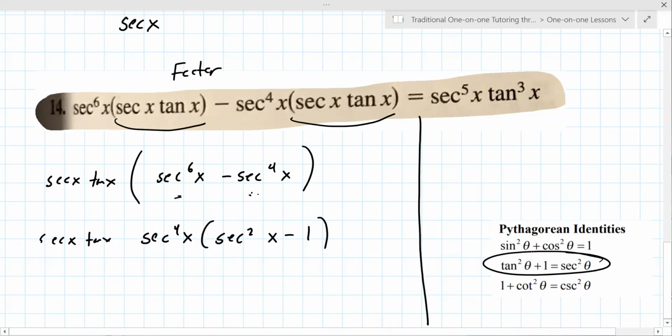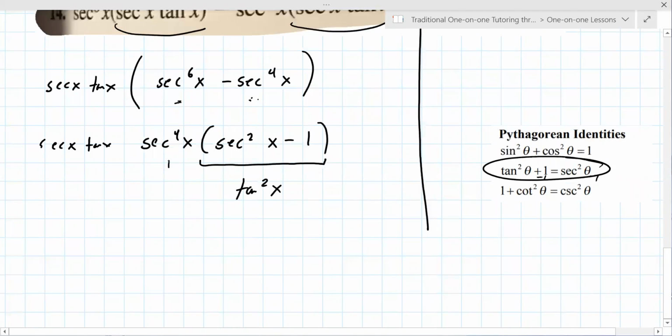Secant squared is tangent squared plus 1. But we have secant squared x minus 1. So you either have to visually say, oh, that one moves over, or you have to solve it. But this right here gets replaced with tangent squared x, because if you subtract 1 from both sides. Some instructors will try to throw you off. They'll make this plus 1 and make you think you can do that. Let's hope you don't have that instructor here. We're just going to bring this down here.